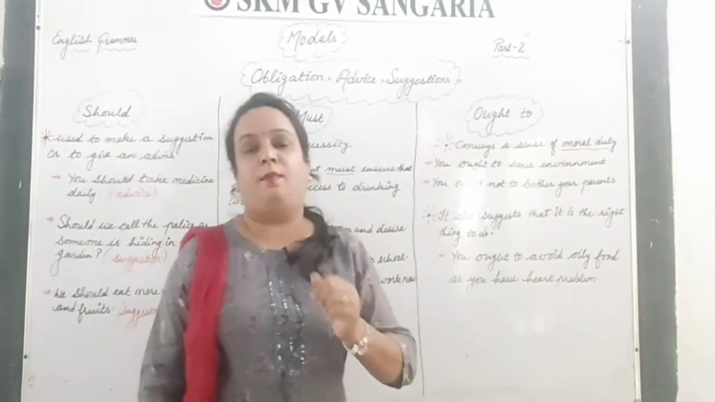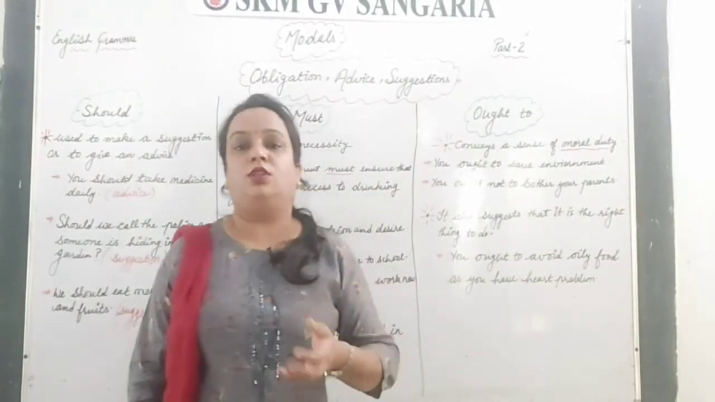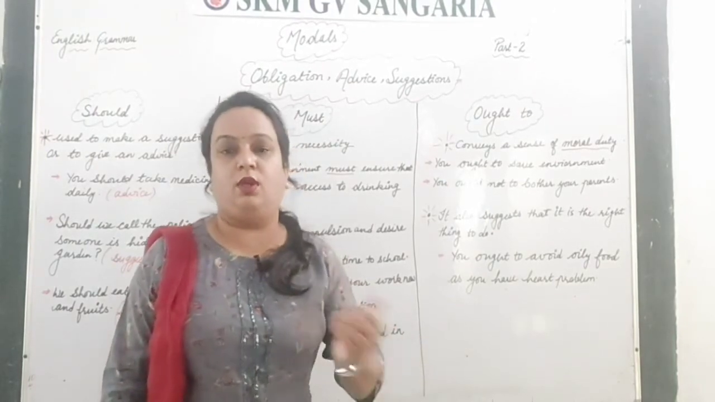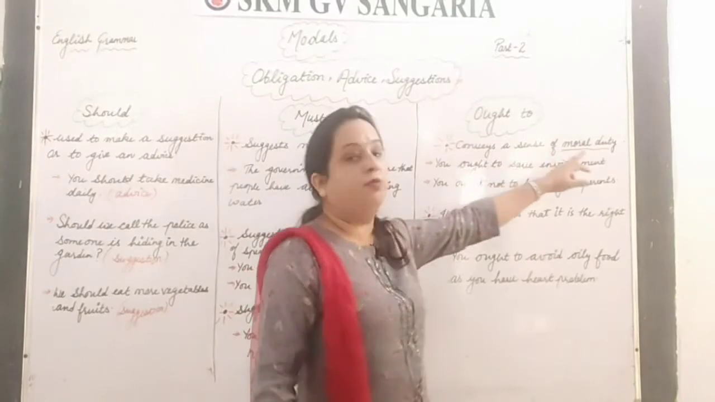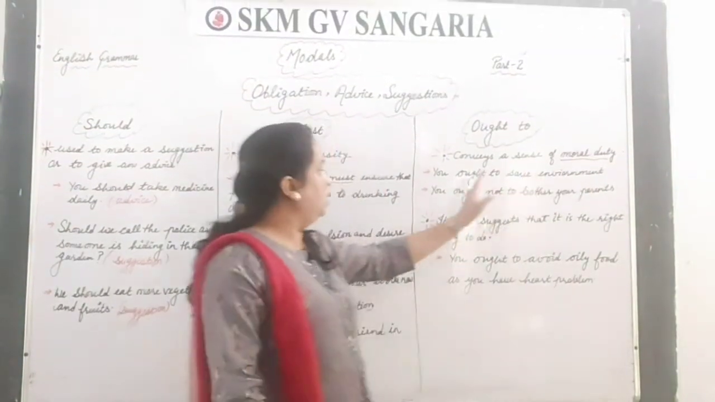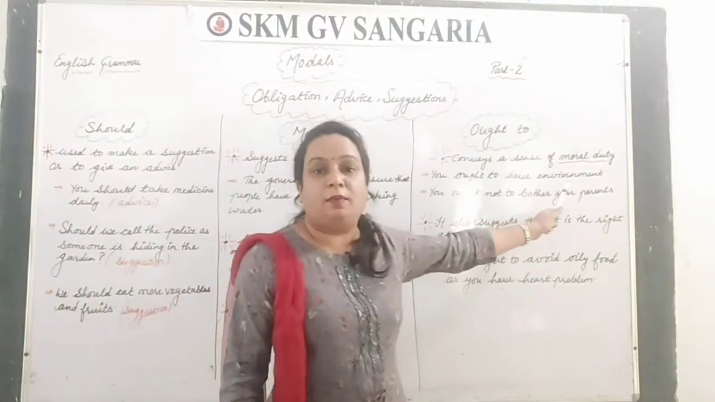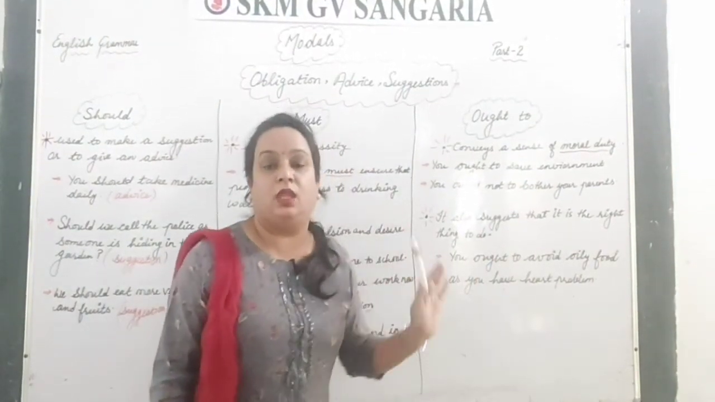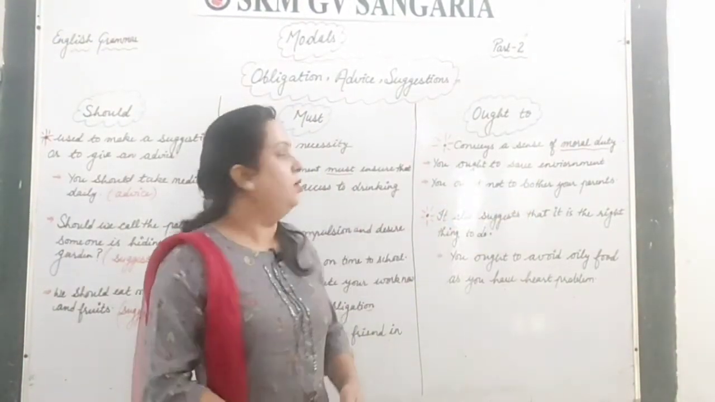Clear? For example, you ought to obey your parents. You ought to study, because you have no other choice nowadays. So what is that? It conveys a sense of moral duty. For example, you ought to save the environment. That is your moral duty, that you cannot harm nature. So you ought to save the environment.